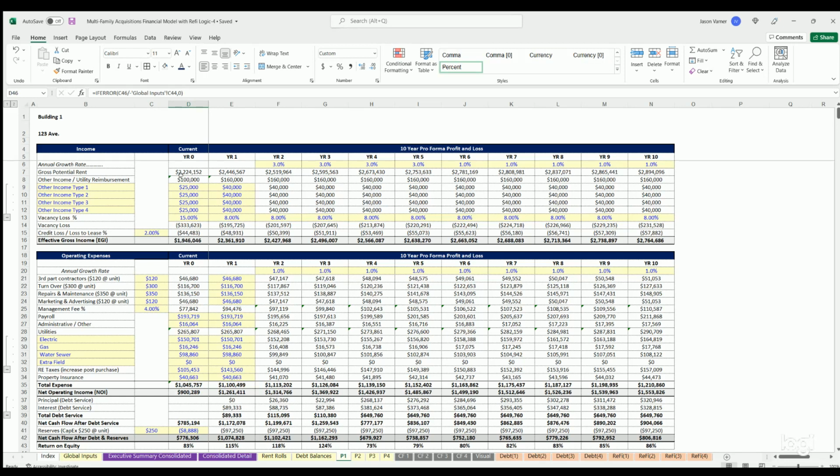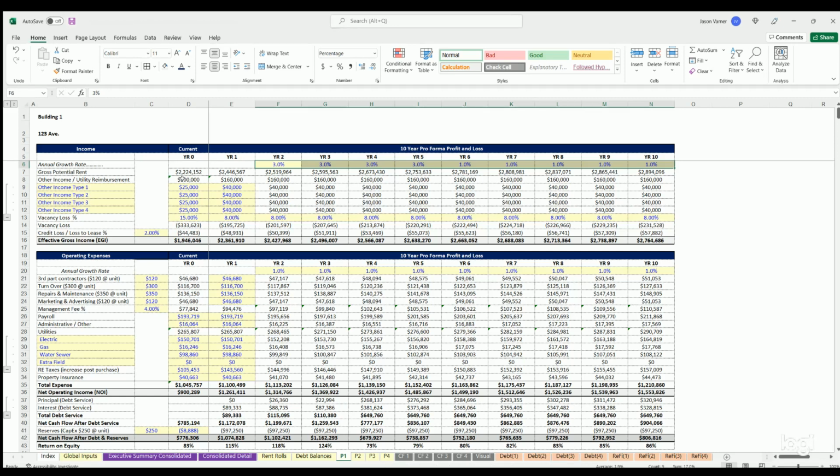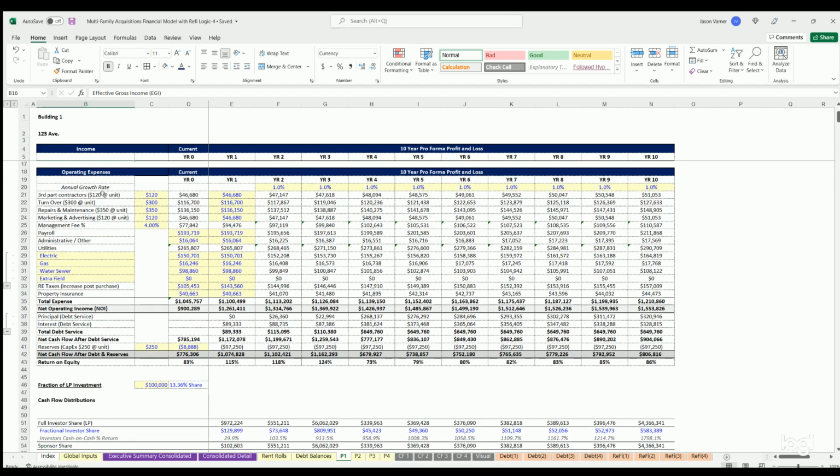And you can see this is the current, this is what you plan for year 1, and then this is the change from year 1 to 2 to 3 to 4 to 5 if you plan on raising rents over time. You've also got some other income, ancillary income items up to 4 you can define, and that will flow through. You've got vacancy loss defined here, credit loss, loss to lease, percentage, effective gross income. Then you've got all your operating expenses. This is driven by unit, cost per unit.